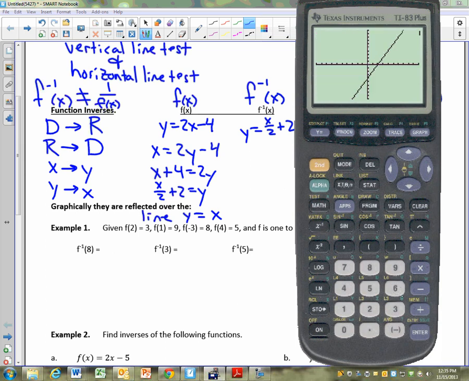Got my first line, got y equals x, and it takes that other one. Can you tell that it's flipped over the line y equals x? Yeah, it's reflected right over that line. That's pretty cool. And so graphically, you can tell if they're inverses by whether or not they're reflected over that line.